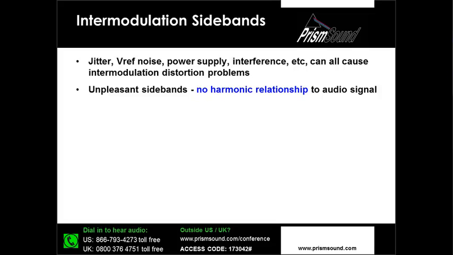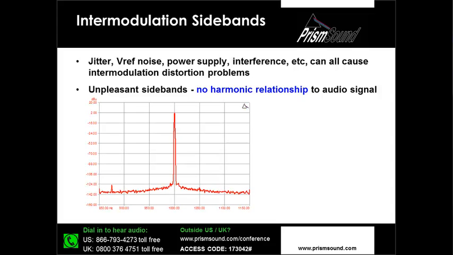And why are we so concerned with these intermodulation sidebands? Well, they have no harmonic relationship to the original signal. And I have a quick diagram here to illustrate this. I have a diagram here showing you a spectrum of an A to D converter playing a 1 kHz sine wave. So there's our 1 kHz tone.